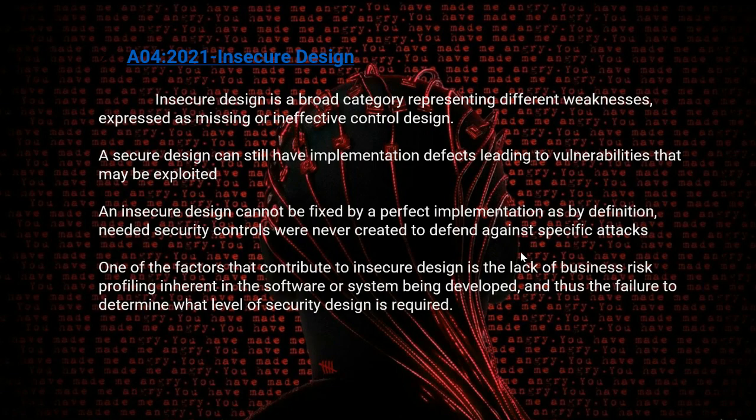And the fourth one is insecure design. Insecure design is a broad category representing different weaknesses, expressed as missing or ineffective control design. A secure design can still have implementation defects leading to vulnerabilities that may be exploited. It could be a zero-day exploit as well, which is very hard to find. An insecure design cannot be fixed by a perfect implementation, because by definition the security controls were never created to defend against specific attacks.